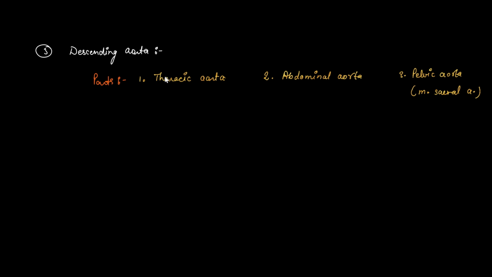In this part of the video, we will discuss thoracic aorta and abdominal aorta. About pelvic aorta we will discuss separately, when all the branches and main arteries of aorta are explained in other videos. At that time we will discuss the pelvic aorta. Now we are going to study thoracic aorta and abdominal aorta. So let's start with the thoracic aorta.